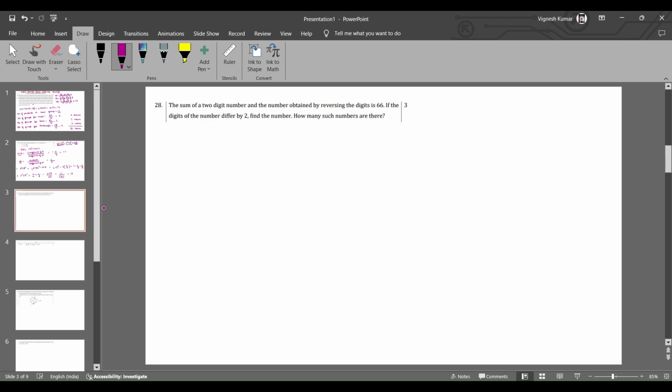The next question states: the sum of a two-digit number and the number obtained by reversing the digits is 66. If the digits of the number differ by 2, find the number. So we have a two-digit number whose both digits are unknown. So let's say the ones digit we have y and the tens digit we have x.